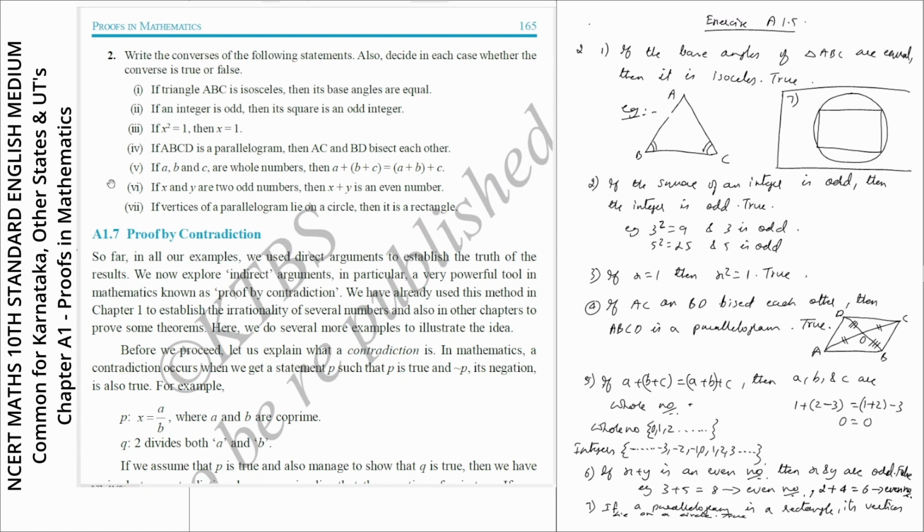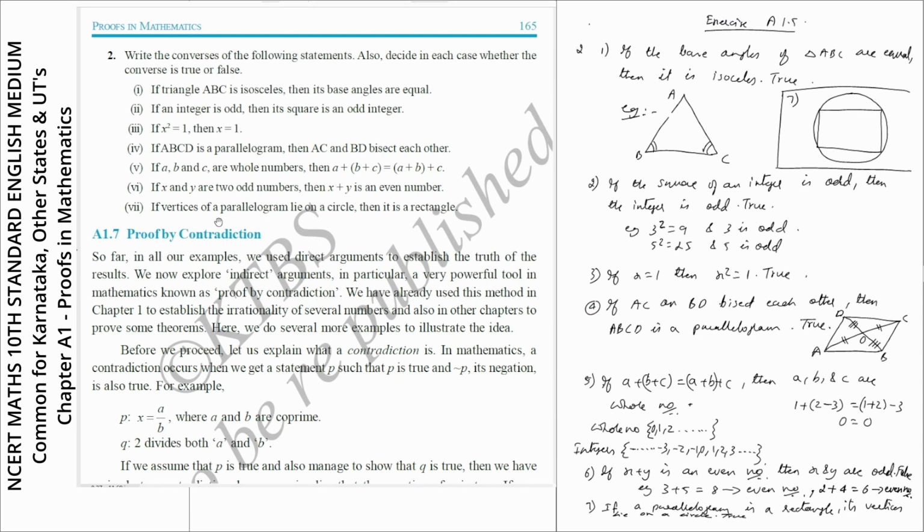Sub question 6: if x and y are two odd numbers, then x plus y is an even number. So the converse of the statement will be, if x plus y is an even number, then x and y are odd numbers. Now consider this example, 3 plus 5 is equal to 8. 8 is an even number, and 3 and 5 are odd numbers. It looks like this statement is true, but consider another example, 2 plus 4 is equal to 6. 6 is an even number, and 2 and 4 also are even numbers, they are not odd numbers. So this statement is not always true. Whenever x plus y is an even number, it's not always true that x and y are odd numbers. x and y can be even numbers also. Since this is not always true, we'll consider this statement as a false statement.